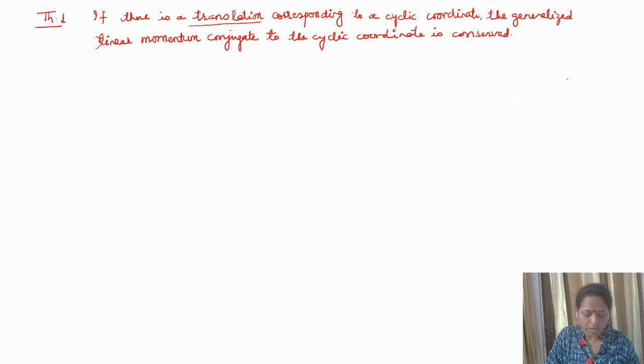So what are we stating in the first theorem? That if there is a translation corresponding to a cyclic coordinate, and your linear, rectilinear motion is corresponding to that cyclic coordinate, then what will happen? The generalized linear momentum, conjugate to the cyclic coordinate, that means the momentum corresponding to that cyclic coordinate, will be conserved. This is theorem 1. And what do we prove in theorem 2?